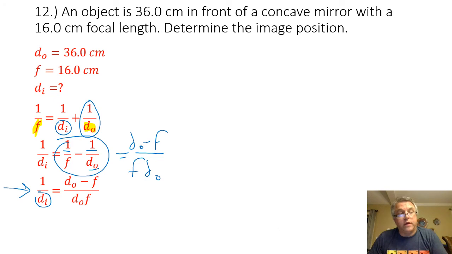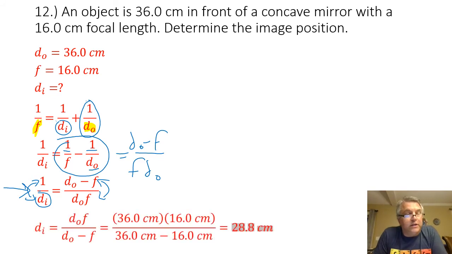And when I do that, this will flip, and I'm going to have the image distance equals the object distance times the focal length divided by the object distance minus the focal length. I plug my values for the object distance and focal length into that equation, and I'm going to have an image distance of 28.8 centimeters.